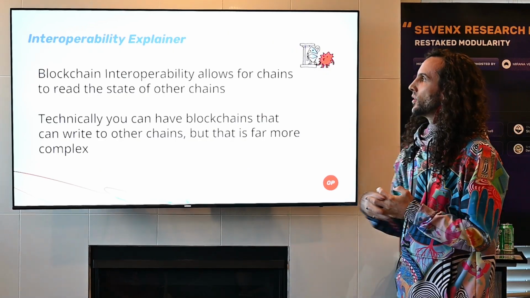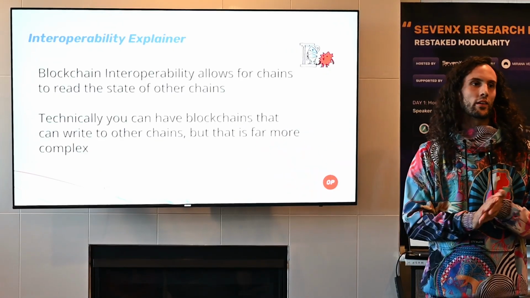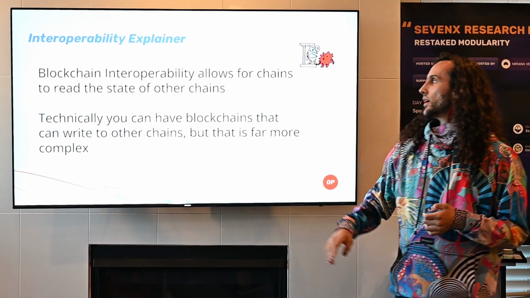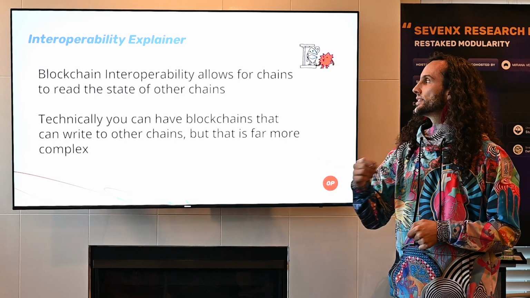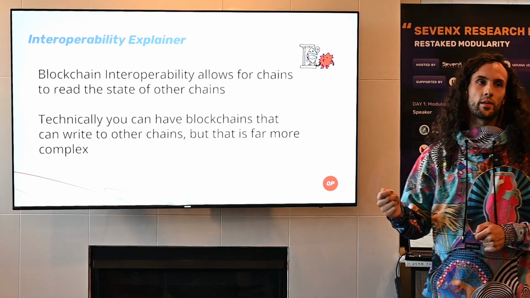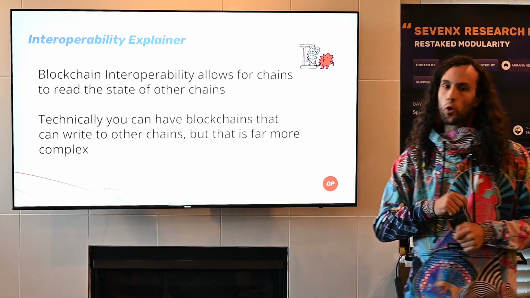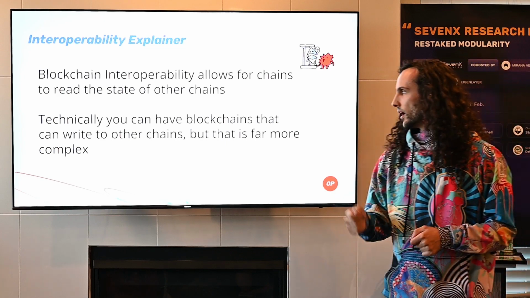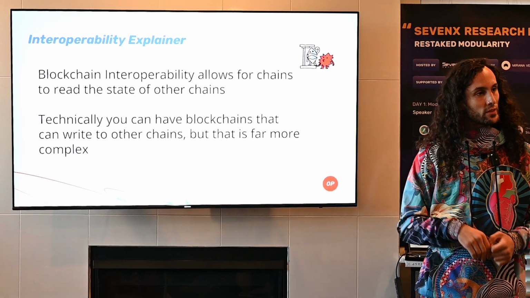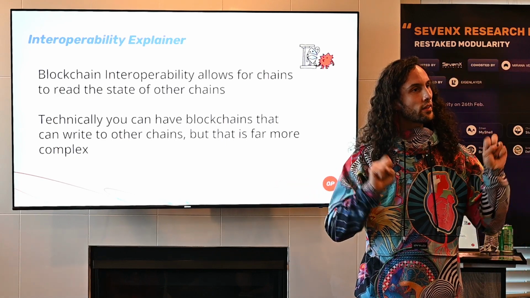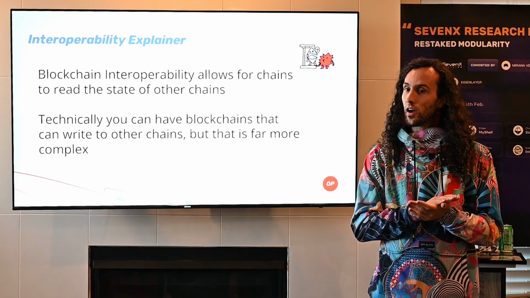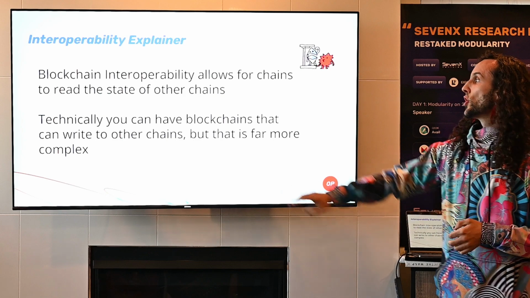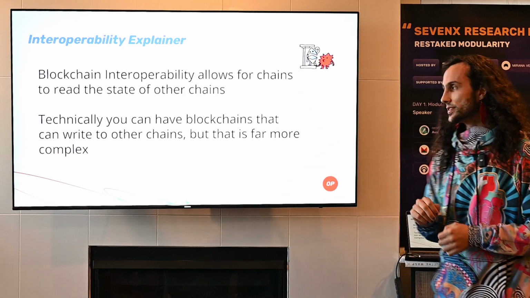Okay, so what is interoperability? Blockchain interoperability allows for chains to read the state of other chains. This is kind of like read-only interoperability. Technically, it's possible to have a write style of interoperability, but that's much more complex. This talk is completely focused on just reading the state of other chains.